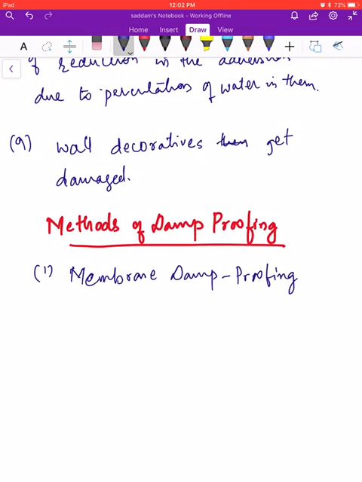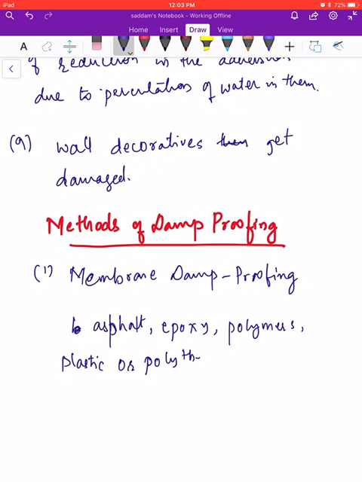So basically what we will provide is a layer of bituminous asphalt, epoxy, polymer, plastic or polythene sheets is used.